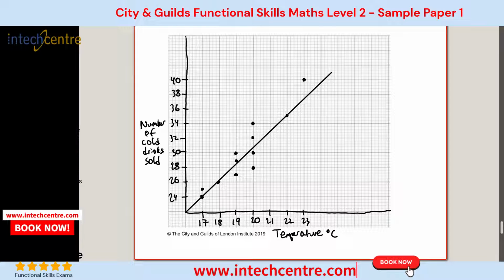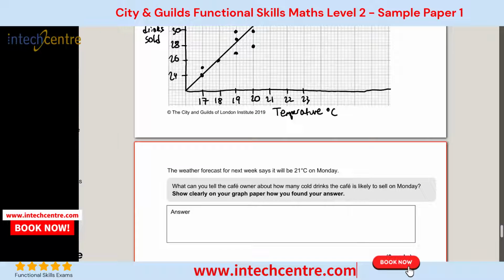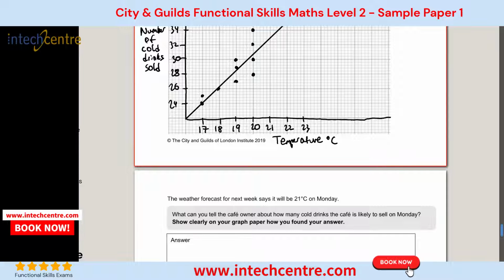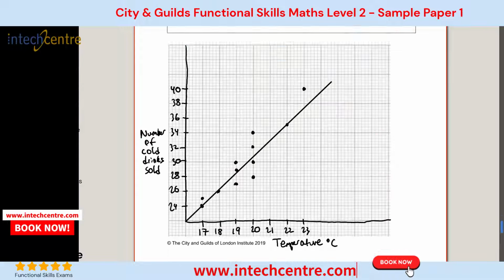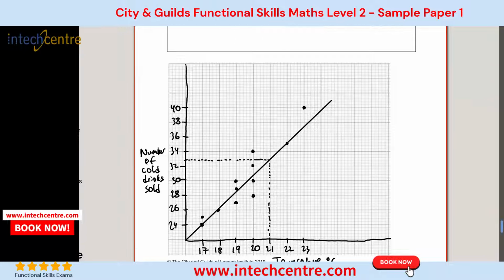So now we have our line of best fit, and we want to predict how many drinks the cafe is likely to sell when it will be 21 degrees. Now, we didn't have a point for 21 degrees, so that's why they're asking us to predict it. And that's why we will use our line of best fit. We can see, okay, 21 degrees, if we just draw a dotted line here, we come to around, this is right between 32 and 34, give or take, right? So we can say around 33 drinks because we can't sell half a drink.